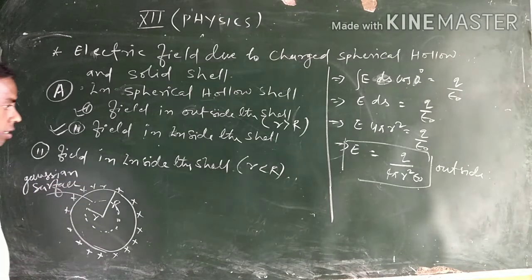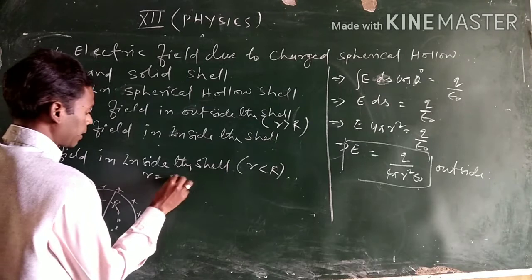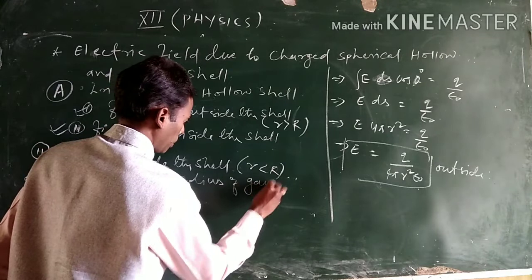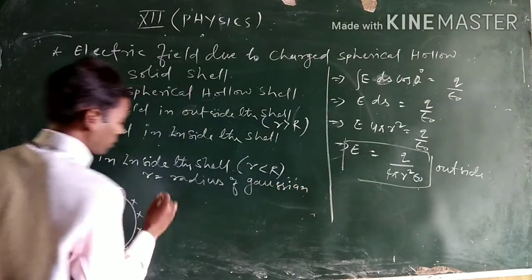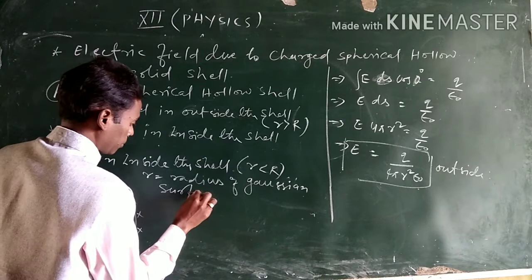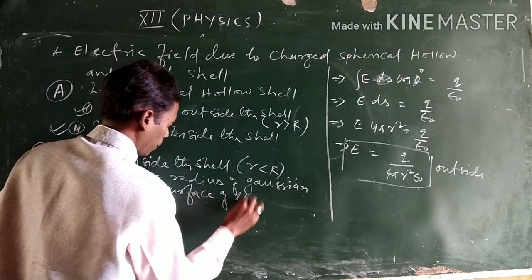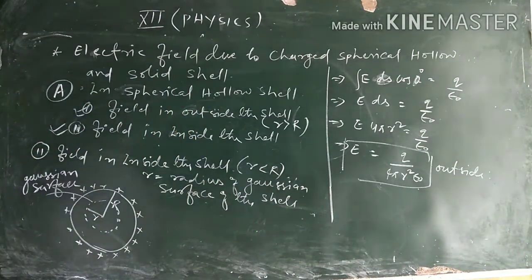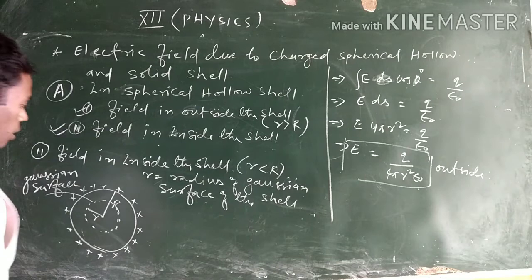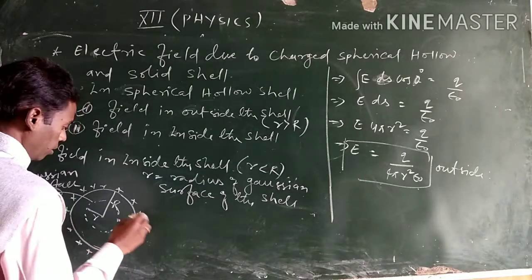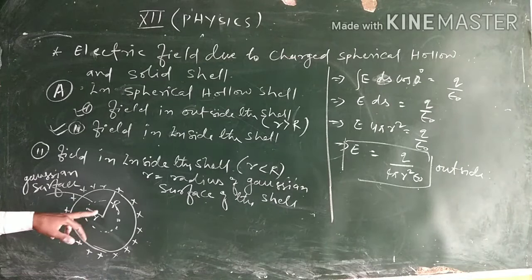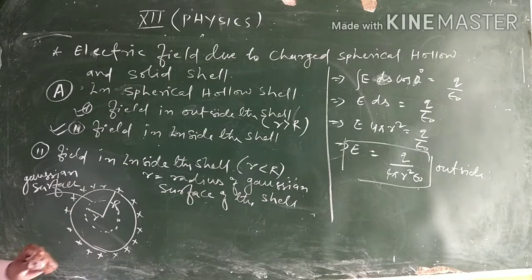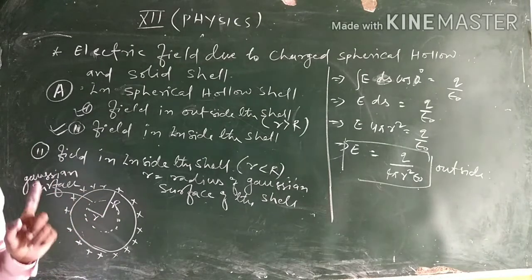Here r is the radius of the Gaussian surface, inside the shell. Here, inside the shell there is no matter, so the net charge in this case will be 0.